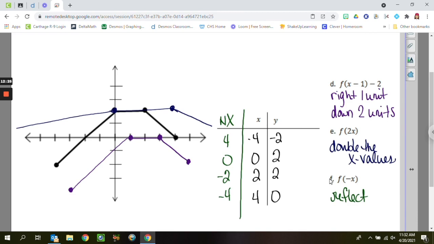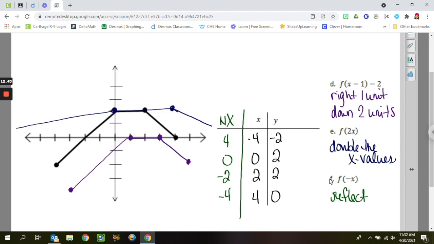When I'm multiplying my X or Y's by something, or I'm reflecting them, by applying a negative, those are the ones that I will tend to write down just to keep track of what they are. So make a new column in your table if you need to. I'm out of space, so that's why I erased mine.